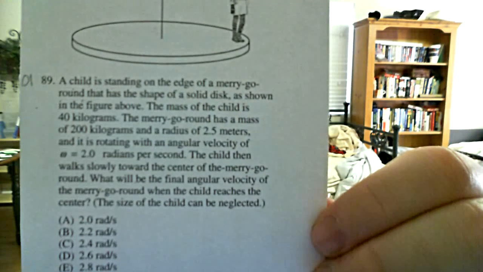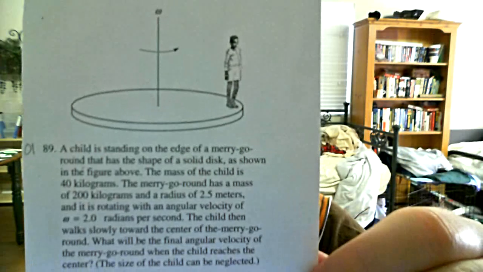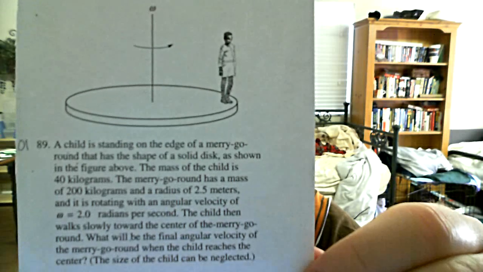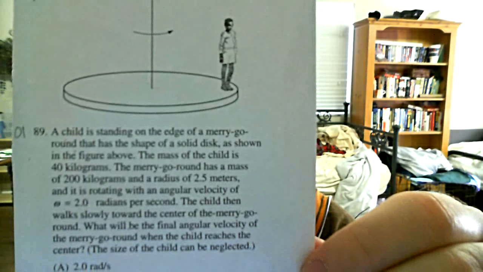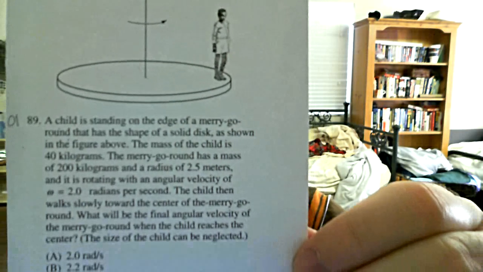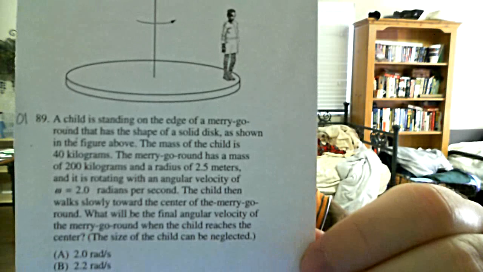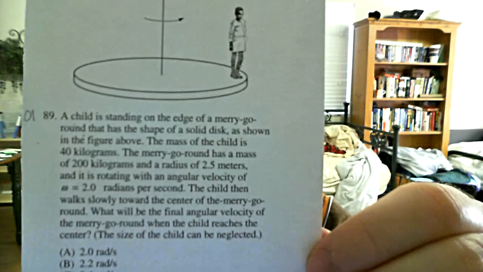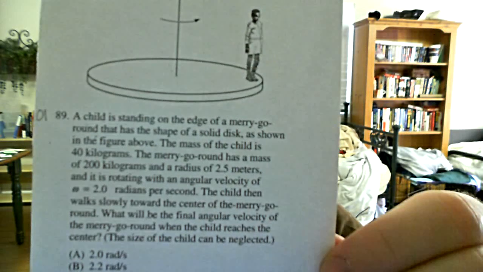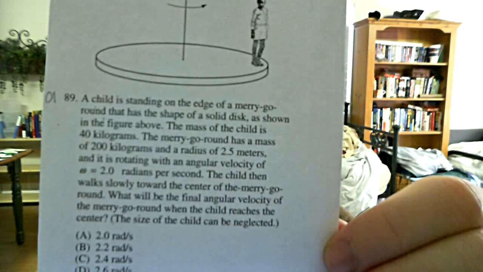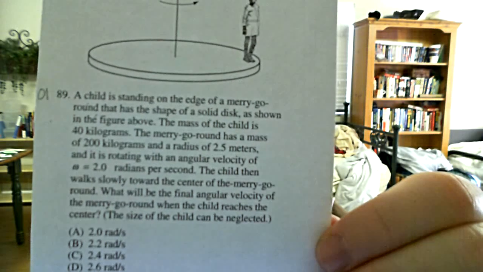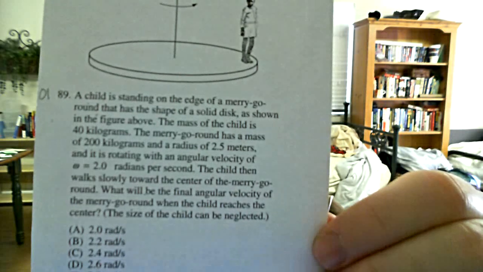Quick read through number 89. A child is standing on the edge of a merry-go-round that has the shape of a solid disc as shown in this figure above. The mass of the child is 40 kilograms. The merry-go-round has a mass of 200 kilograms and a radius of 2.5 meters and is rotating with an angular velocity of omega equals 2 radians per second. The child then walks slowly towards the center of the merry-go-round. What will be the final angular velocity of the merry-go-round when the child reaches the center? The size of the child can be neglected.